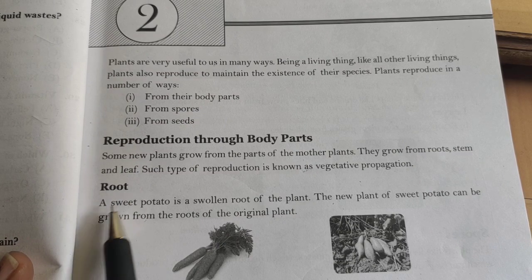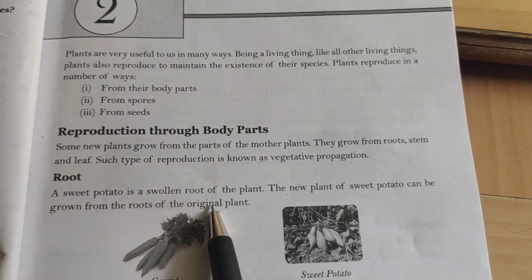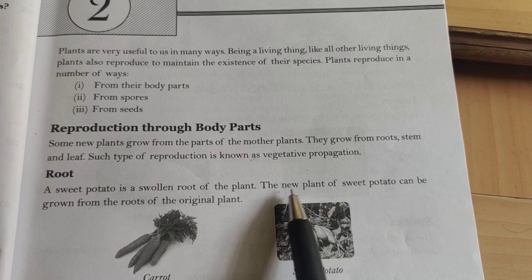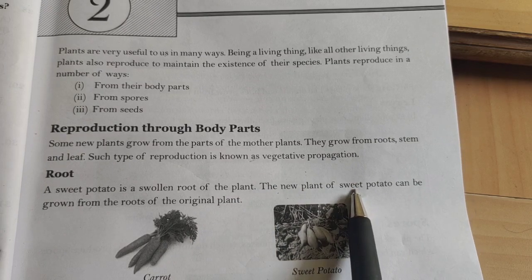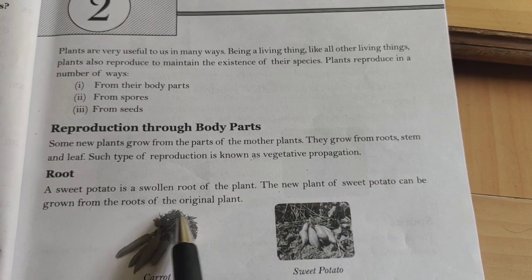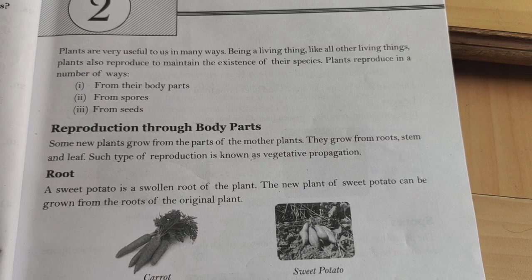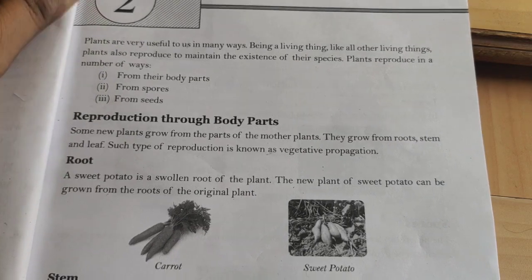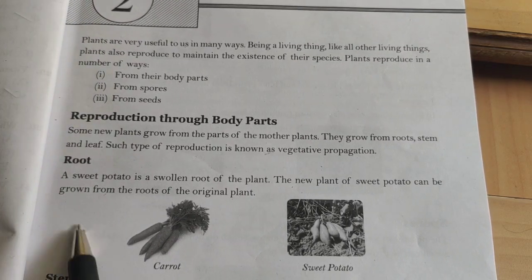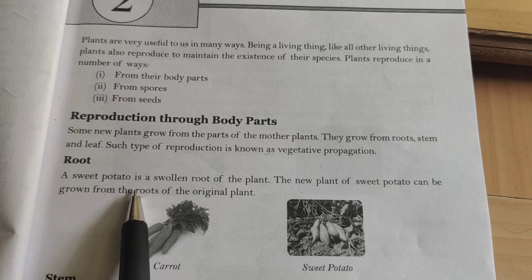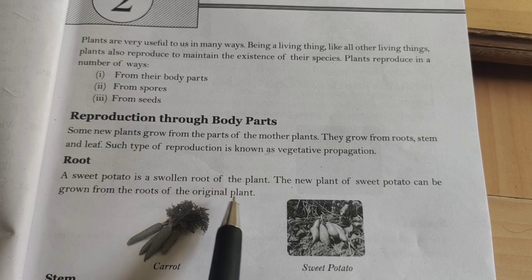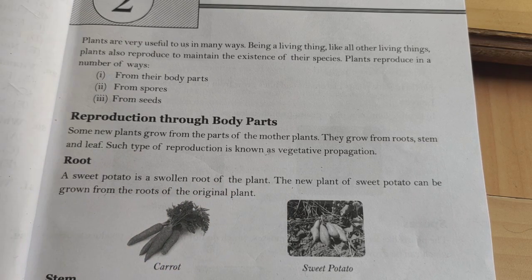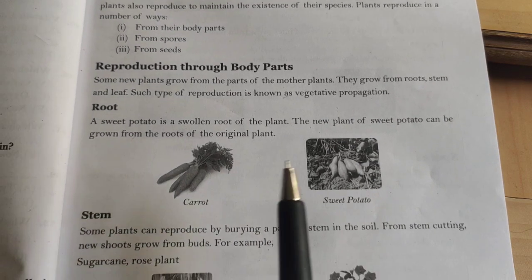Root. A sweet potato is a swollen root of the plant. A new plant of sweet potato can be grown from the roots of the original plant. Here we are discussing how sweet potato will be grown. It is a swollen root of the plant. How will a new plant be grown from the sweet potato? It can be grown from the roots of the original plant.